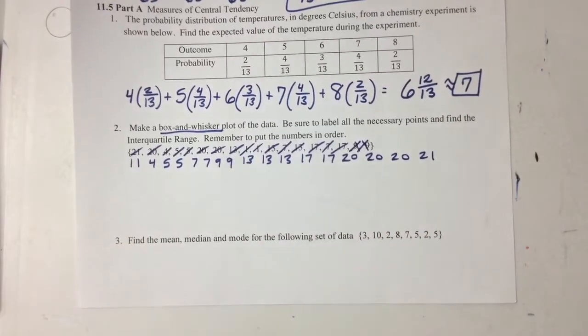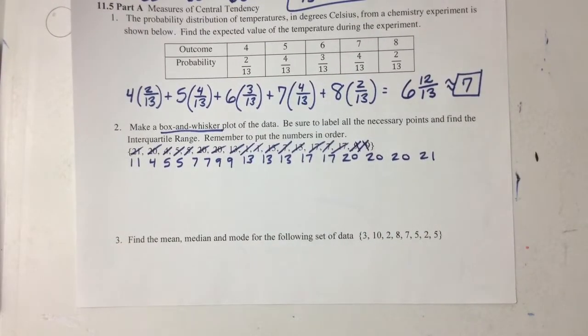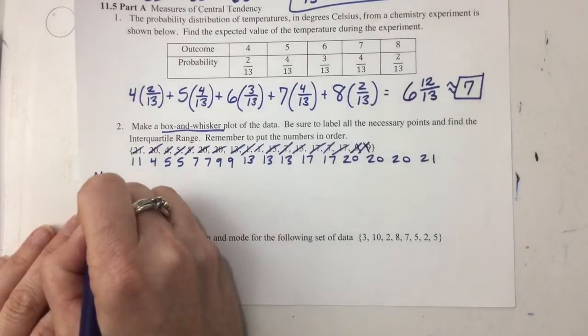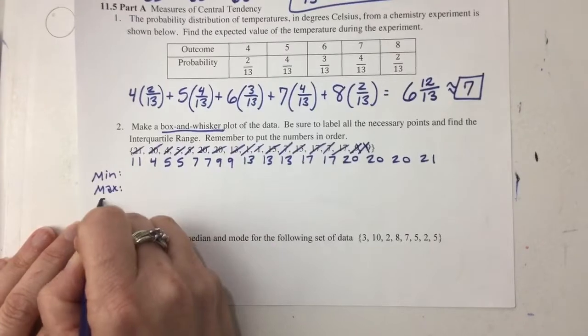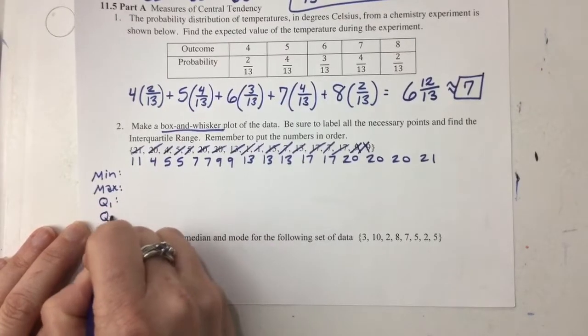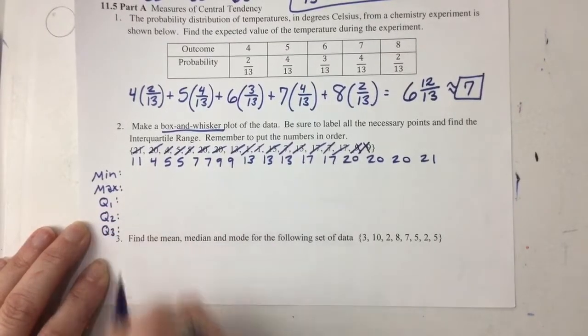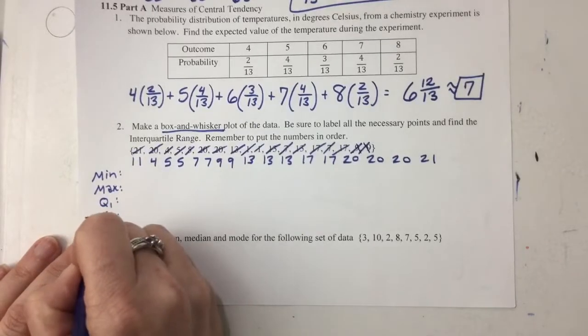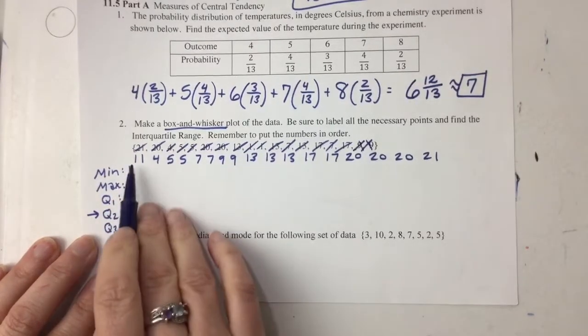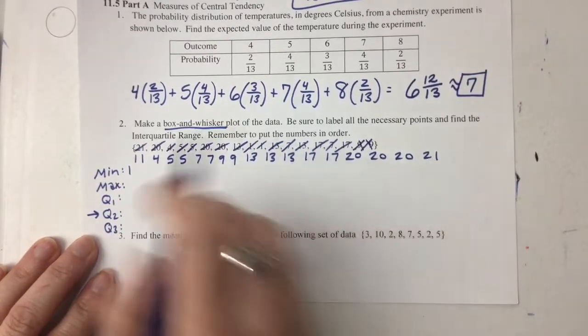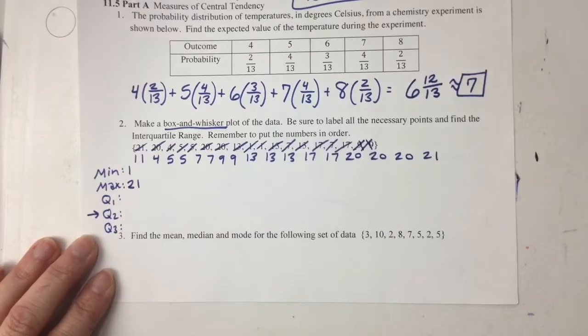If you are making a box and whisker plot, you got to make sure you put the numbers in order. Your 5 key points. You need the minimum value, the maximum value, quartile 1, quartile 2, quartile 3. Remember, quartile 2 is actually your median. It's the middle value. Your minimum value, in this case, the smallest number is a 1. Your largest value was 21.